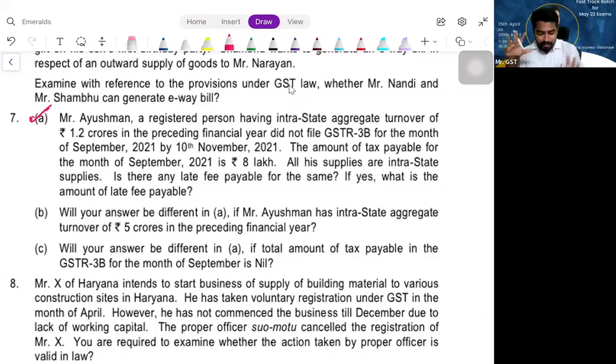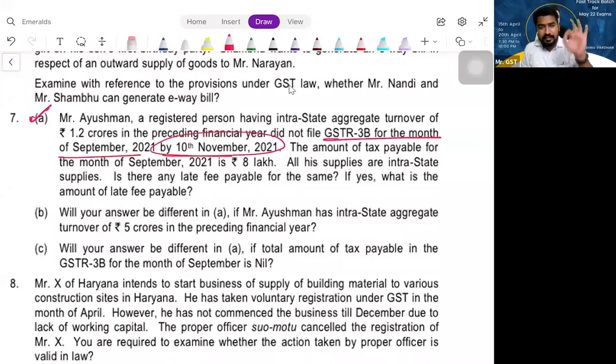Right. Have we answered all the questions here? Yes, sir. Let me explain the line: September 2021 by 10th November 2021. What he said: GSTR 3B for the month of September by 10th November.